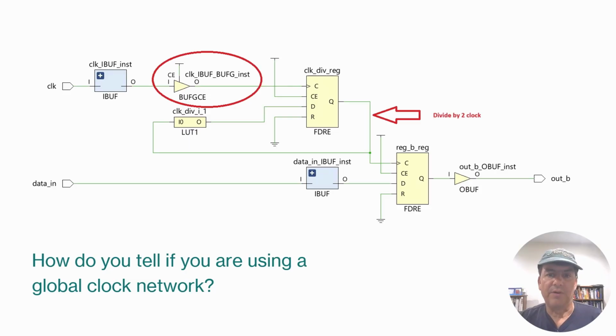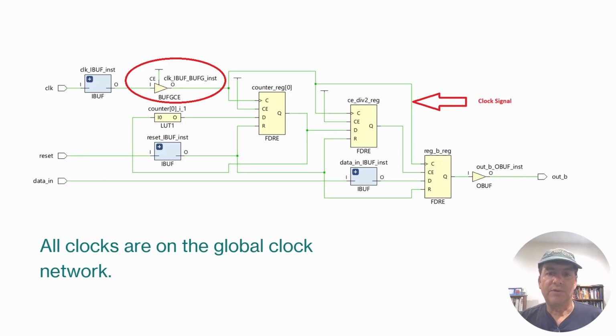So how do you know whether your design is using the global clock network? One way is to inspect the schematic that Vivado generates. In the slide, you can see the schematic for the divide by 2 clock created with a flip-flop and an inverter, the bad practice version. Inside the red circle is the BUFGCE, which tells us that this signal is being routed on the global clock network. However, the divide by 2 clock coming from the Q output of the flip-flop is not on the global clock network because there is no BUFG, BUFGCE, or BUFR connected to it. This is simply routed through the regular fabric.